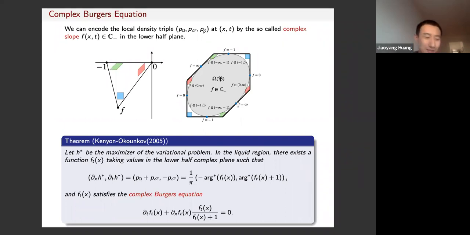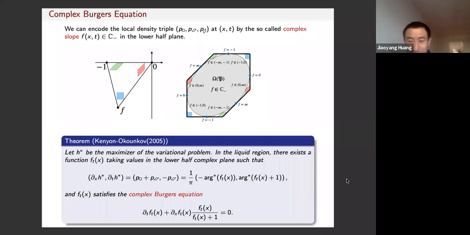So in this way, given the H star, the local density triple, and the complex slope, those three objects, one determines the other. And the result by Kenyon and Okounkov is, if you think in terms of this complex slope, then it satisfies this complex Burgers equation: f_t, the time derivative, plus the derivative with respect to x of f over f plus 1 equals 0. This is exactly the same as the Burgers equation, except that f can take complex values. So it's called the complex Burgers equation.